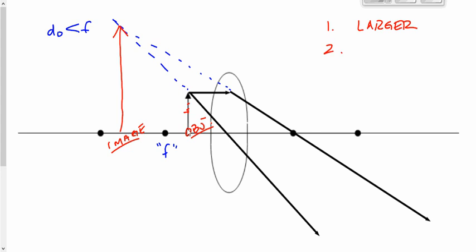Is it right side up or upside down? Well, assuming the object is right side up, then the image is right side up. I'll call that upright, but again, I don't really care what term you use for that, as long as it means the same thing as right side up.